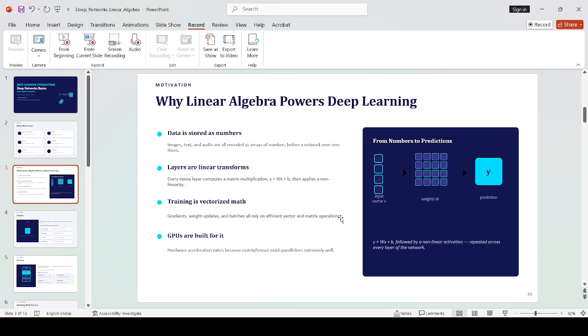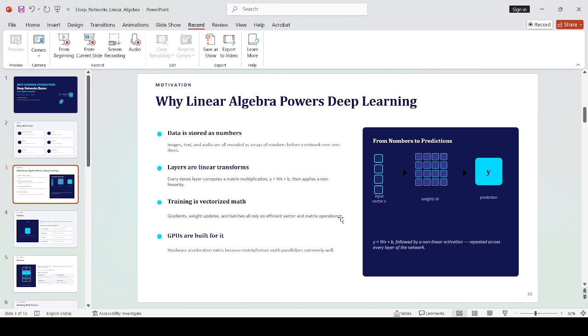Before learning neural networks, let us understand why linear algebra is important. Deep learning models do not work directly with images, text or audio. Instead, all types of data are first converted into numbers. For example, a color image is represented as pixel values, a sentence is converted into numerical word embeddings, and audio is represented as a sequence of numerical samples. Every layer of a neural network performs mathematical operations on these numbers.